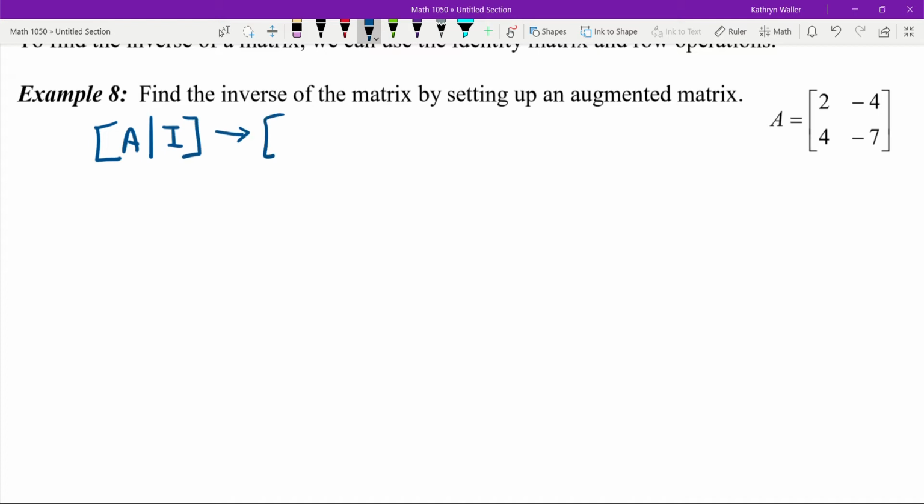Then you manipulate the matrix so you have the identity on the left, and what you have on the right is the inverse, okay? So this is a very simple matrix. It's very small. We're going to find the inverse, okay? So let's set it up. Put matrix A on the left, put the identity on the right.